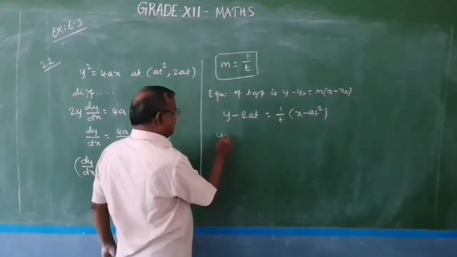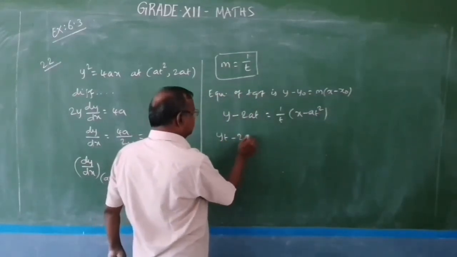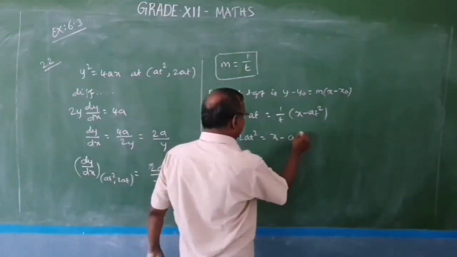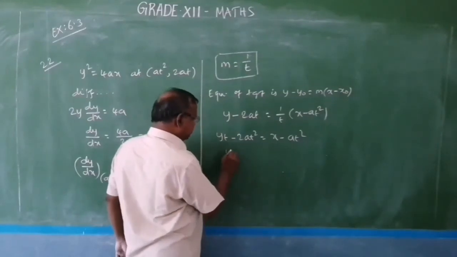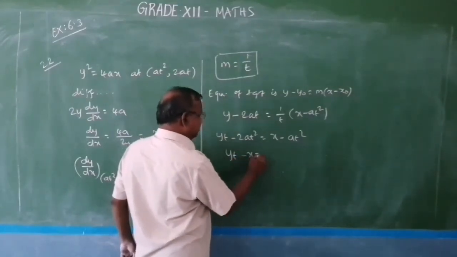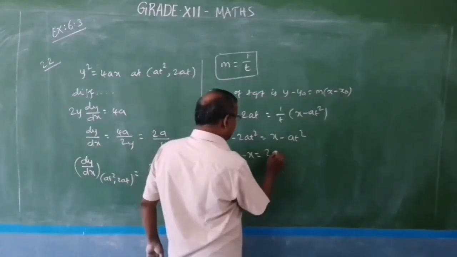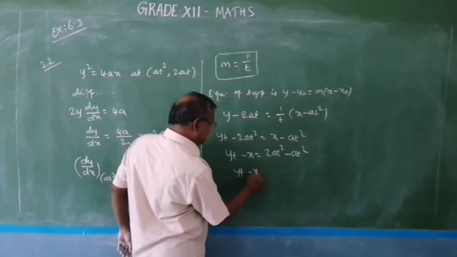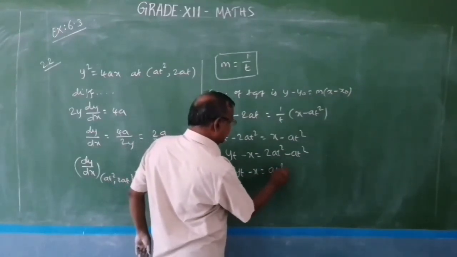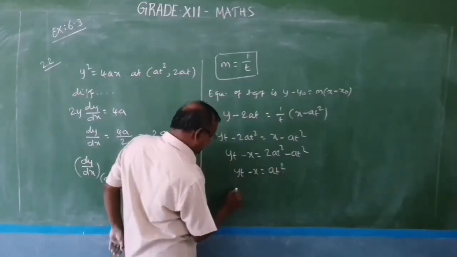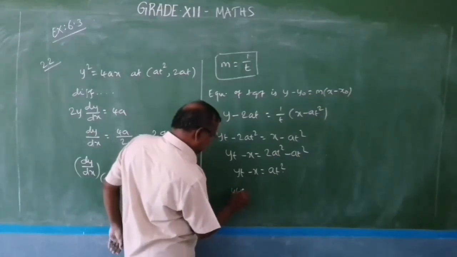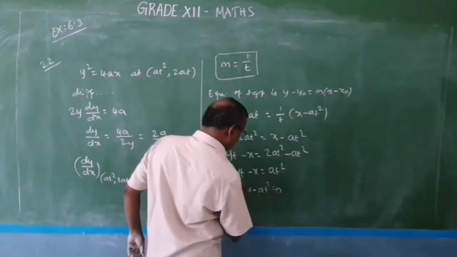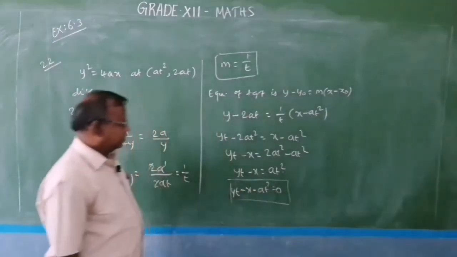that is yt minus 2at^2 equal to x minus at^2, or yt minus x equal to 2at^2 minus at^2, or yt minus x equal to at^2. We can write like this also, yt minus x minus at^2 equal to 0. So this is the required equation of tangent.